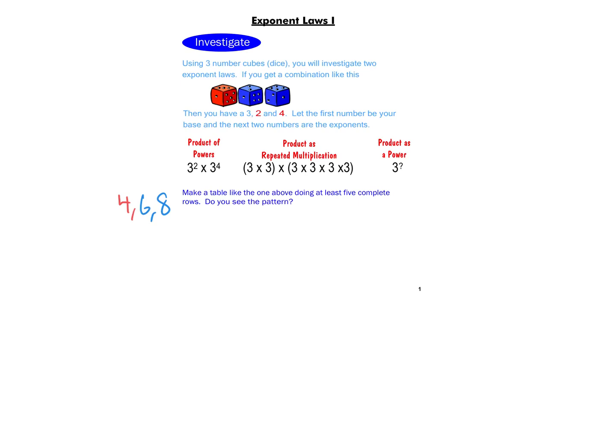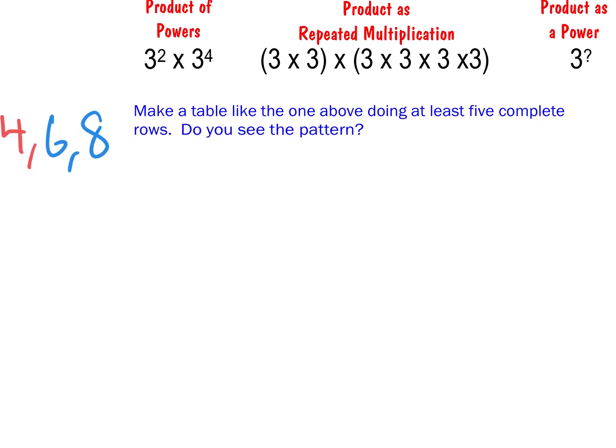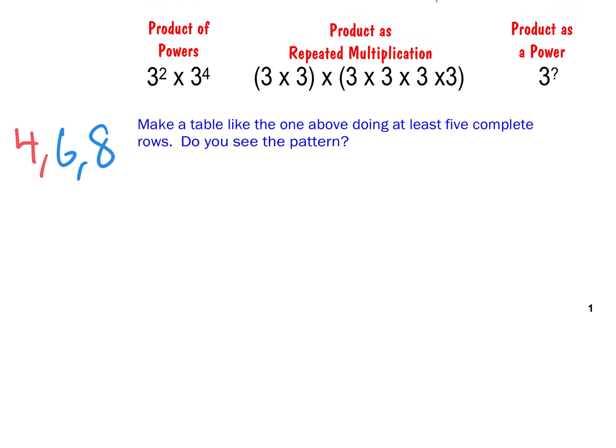So we've picked three numbers, 4, 6, and 8. The red number is going to indicate our base. So our base is going to be 4. The exponents are going to be 6 and 8. And what we're going to do is look at how we multiply powers that have the same base.